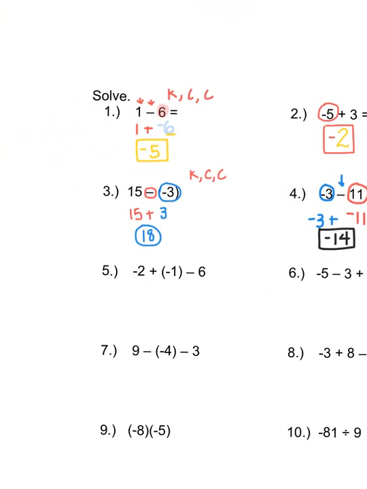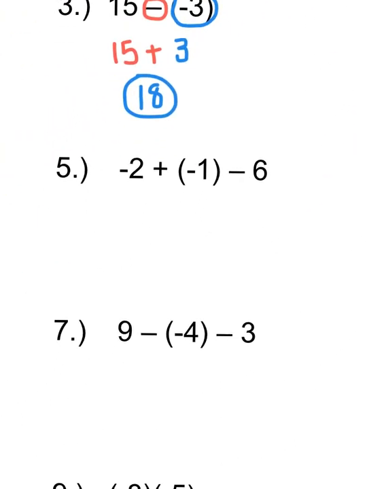Let's look at number 5. We're going to use our order of operations because there are 3 numbers. So first we're going to do this part because we're going from left to right, because we're dealing with addition and subtraction. And we handle that from left to right. So here we have an addition problem. We look, the signs are the same, so we add and keep the sign. That would be -3. I'm going to bring this part of the problem down.